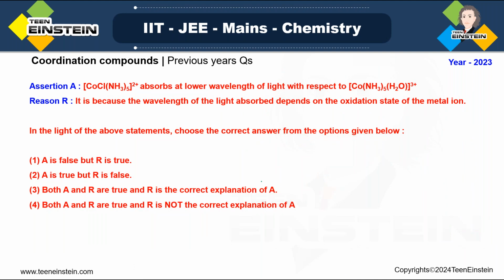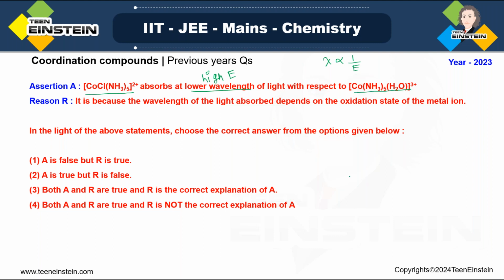Next we have assertion reason type of question, and here assertion is saying that [Co(Cl)(NH3)5]2+ complex absorbs at lower wavelength. Now wavelength is inversely related to energy. That means when it is lower wavelength, that means it is higher energy of light with respect to this one.